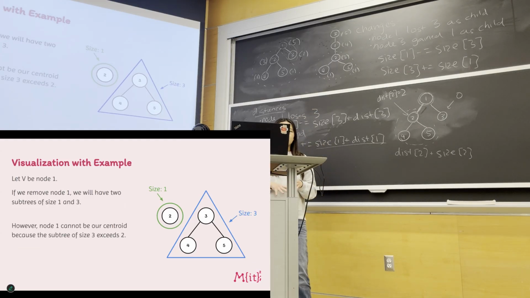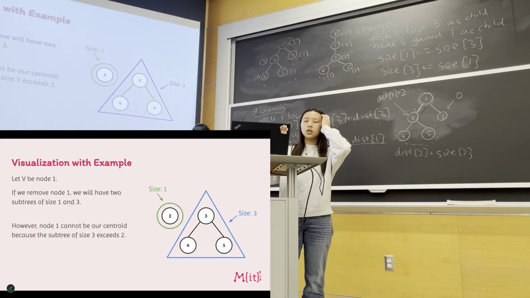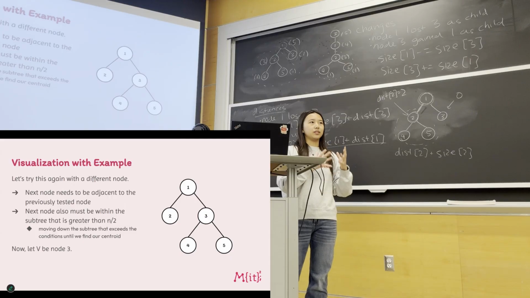However, node 1 cannot be our centroid because the subtree of size 3 exceeds our condition. So our condition is violated, so it can't be the centroid. So now we have to try this again, but with a different node.